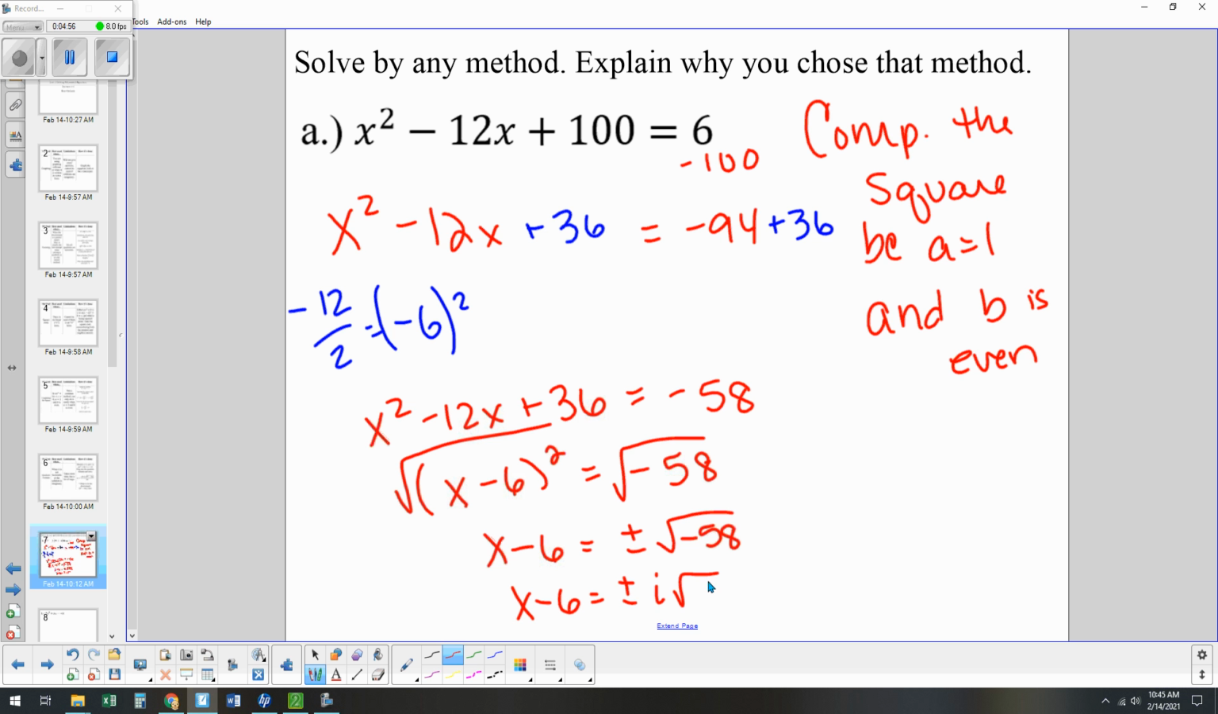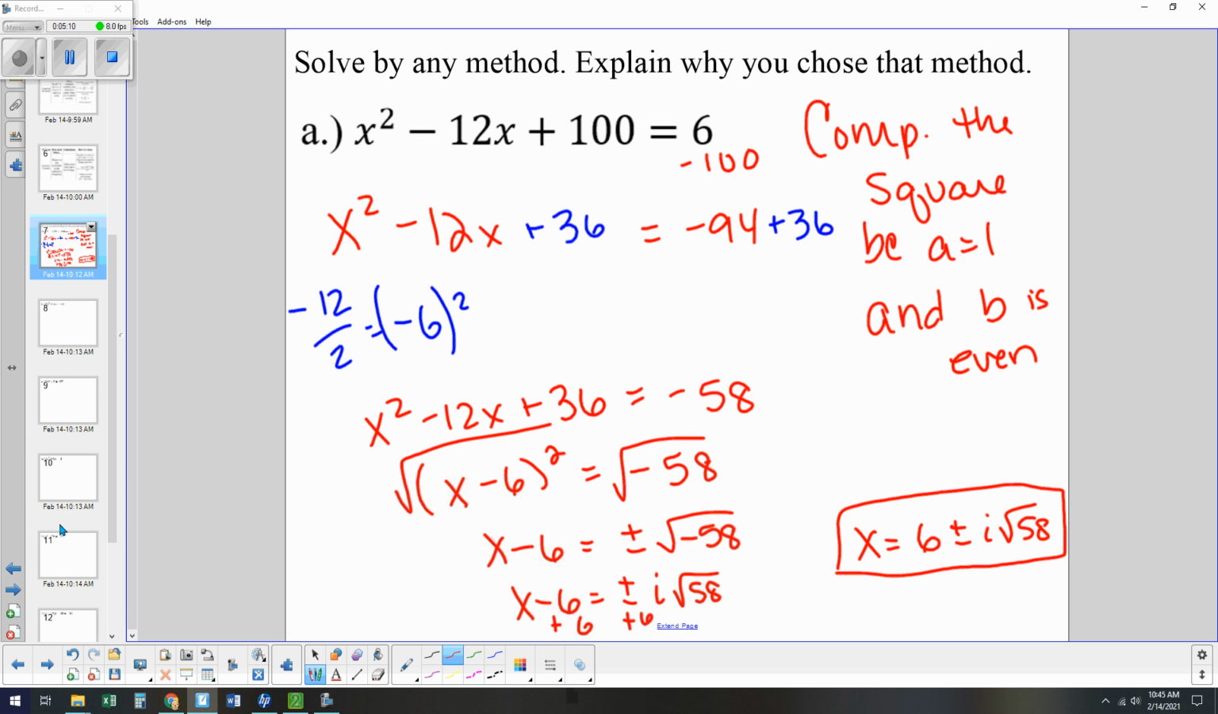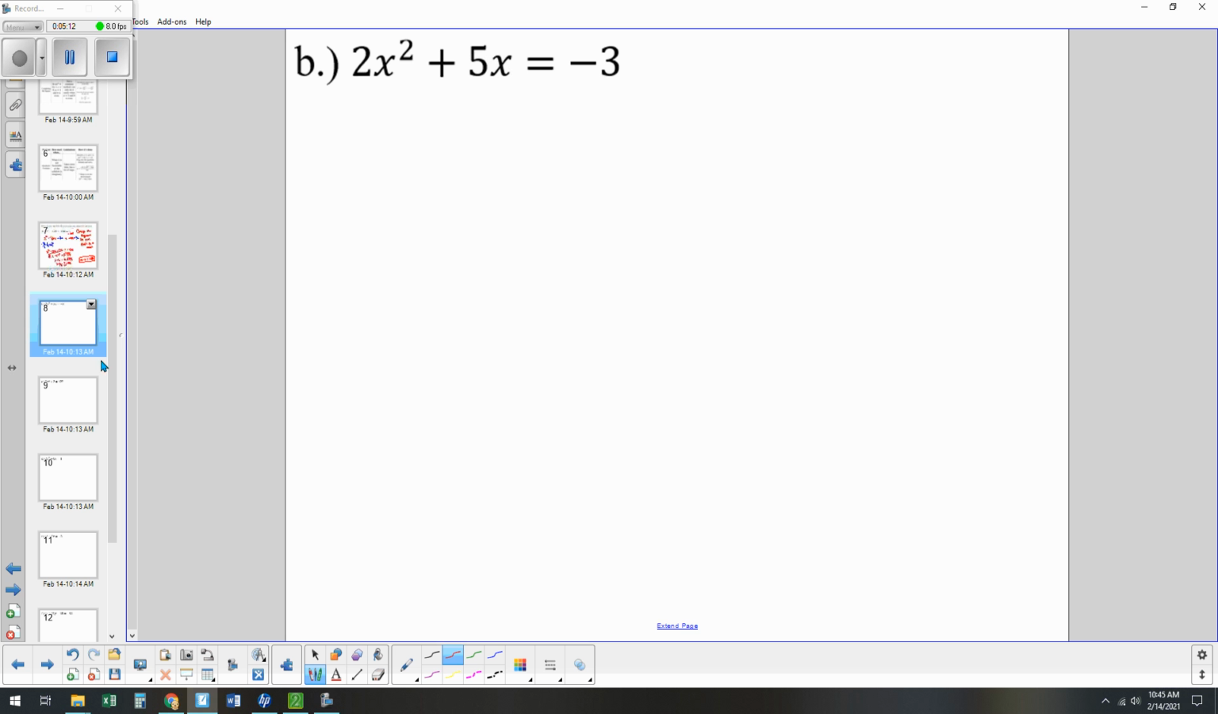And the last thing to do would be add 6. So x equals 6 plus or minus i root 58. Okay? Let's look at another problem.